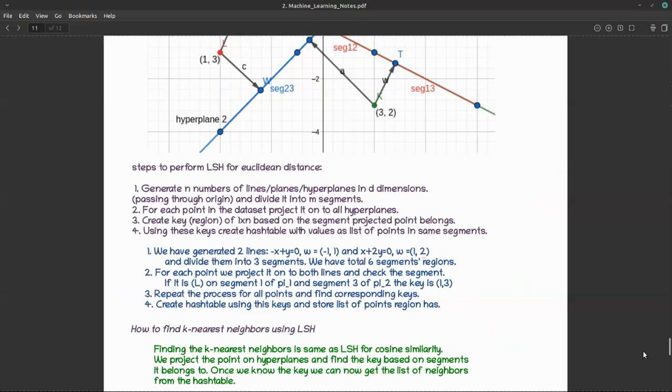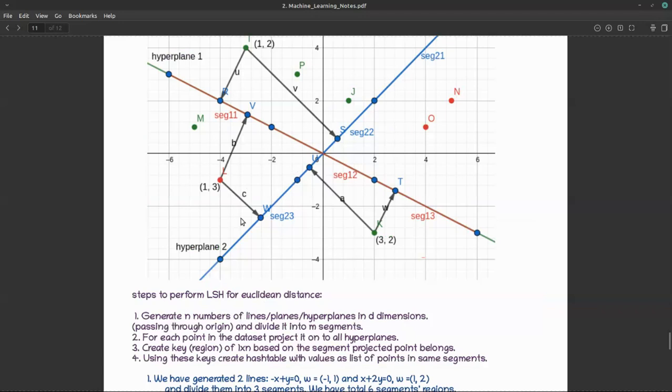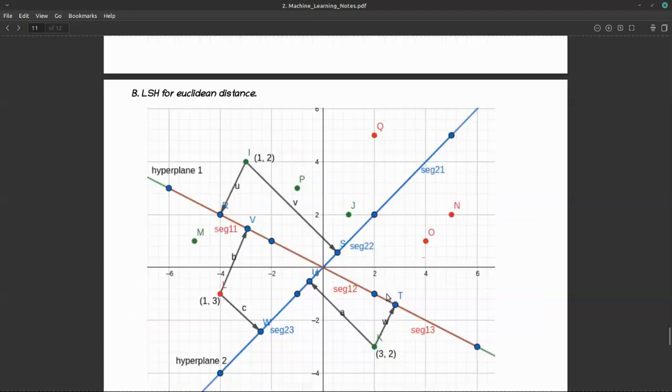Any questions, guys, till now? Okay, one question: in the last one, this LSH for Euclidean distance, where is the query point? Let's say I have some query point here. So it would fall on segment one, and it will fall somewhere here, at 90 degrees. So 1, 2. Then I will go to the dictionary and find out which is very similar. So I will find out I is very similar.